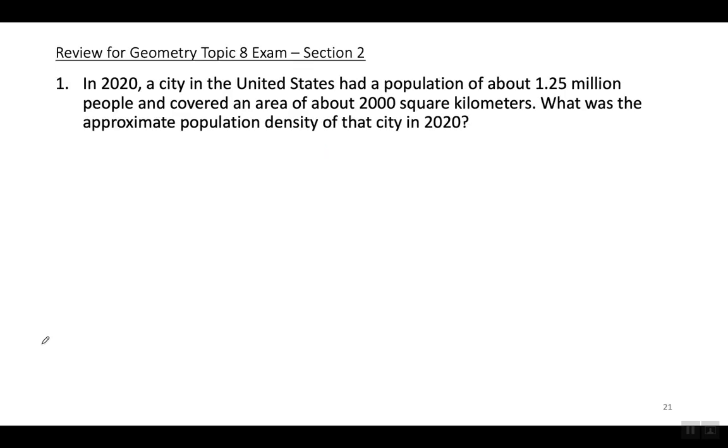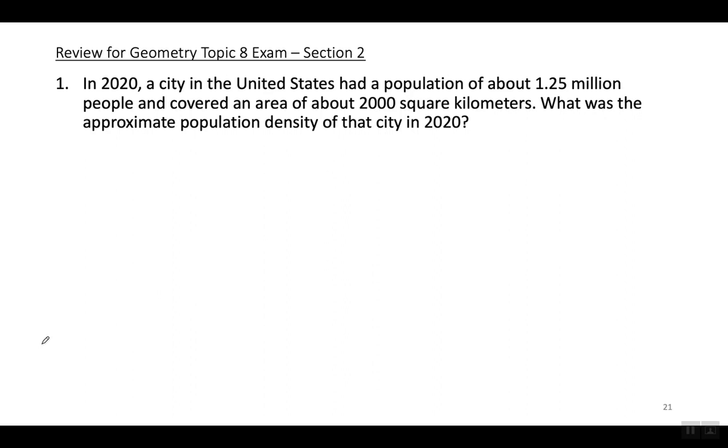Okay, now in Section 2, there are about 3 or 4 questions that are on a chapter that we skipped, okay? But I'm going to go over how to do the questions. It's actually something that's not difficult, all right? So question 1 is about that. It's about density, all right?